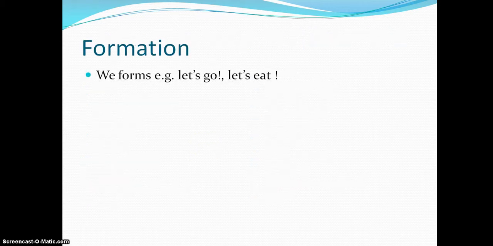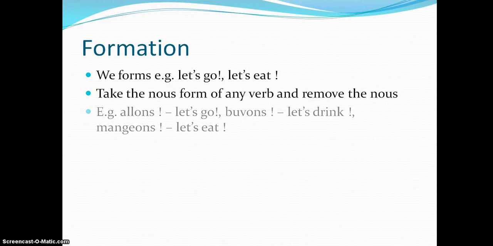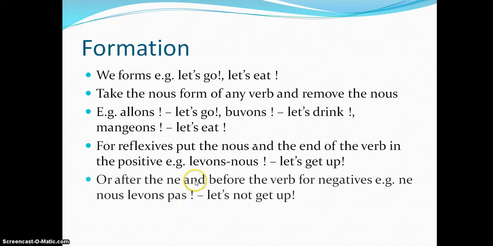The last form is the we form, where we say let's go, let's eat. So we just take the nous form of any verb and remove the nous. So allons, let's go. Buvons, let's drink. Mangeons, let's eat. So for reflexives, we put the nous at the end. So, levons-nous, let's get up. And then when it's negative, as before, the ne and the nous reflexive pronoun goes before the verb. Nous ne nous levons pas. Let's not get up.